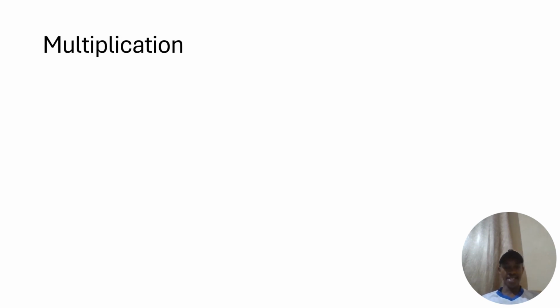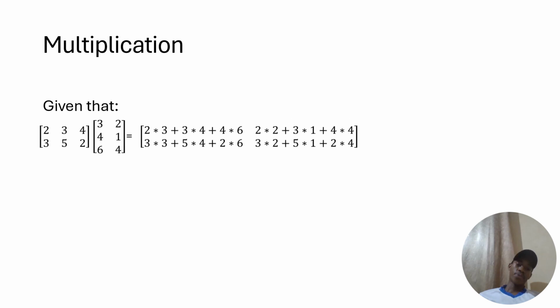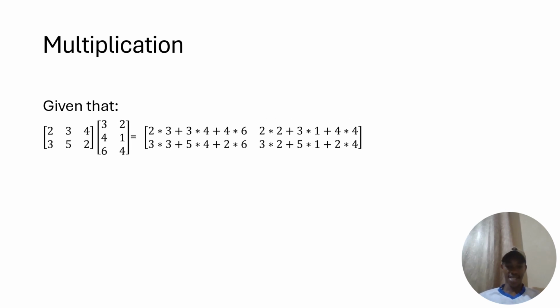So here we are having multiplication. How do we multiply? Given our values here, we are multiplying a 2 by 3 matrix by a 3 by 2 matrix.